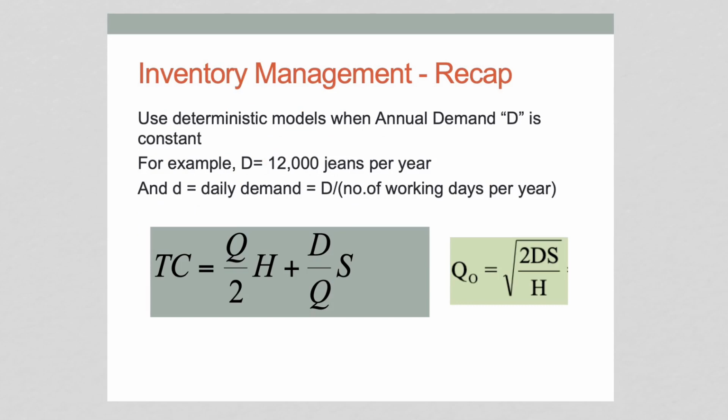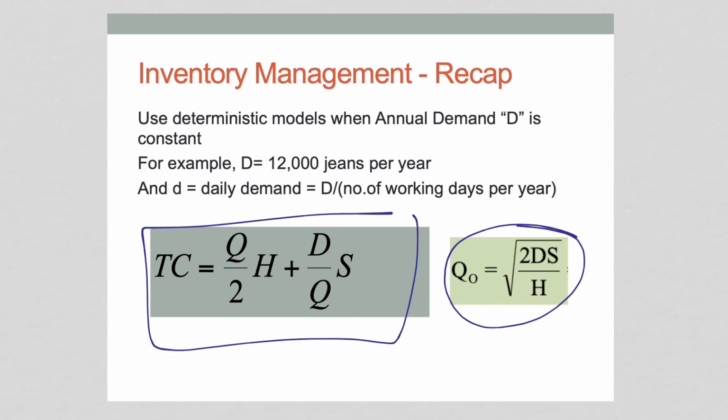Just to get started, let's do a bit of a recap. Last class, we talked about three different models. One was the standard EOQ model. Here's the formula, and here's the total cost. The second one was, if you remember, the EPQ model, which was more for production.